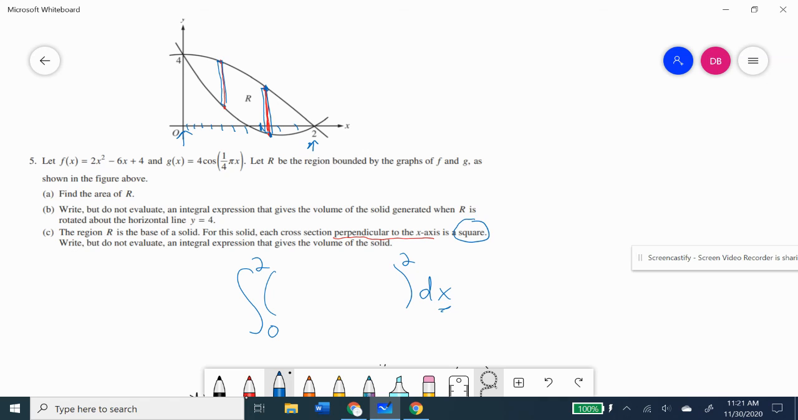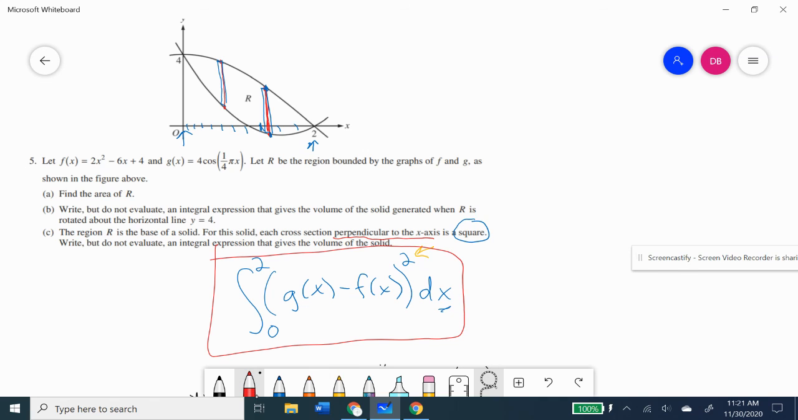And then, so that's g minus f. And technically, because of this being squared, you are saved if you put the wrong subtraction order because you square it, it makes it positive. And it said, write but do not evaluate an integral expression that gives the volume of the solid. That's it, you're done. Yay!